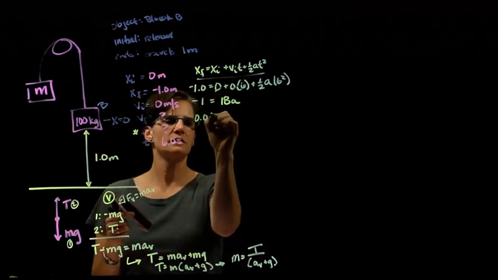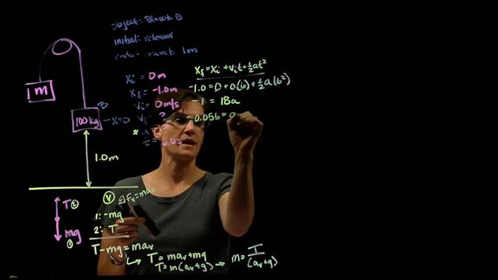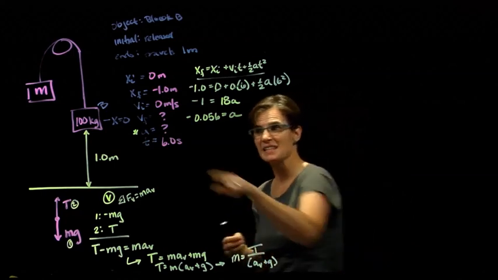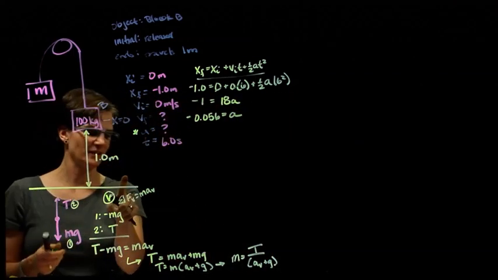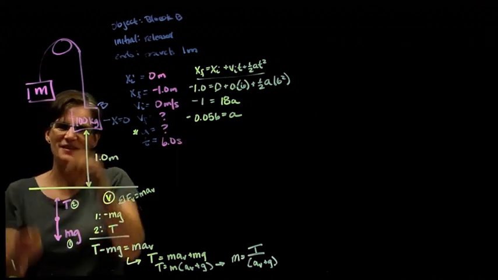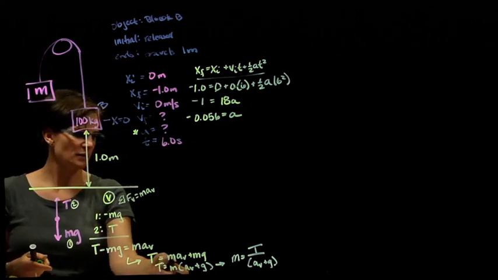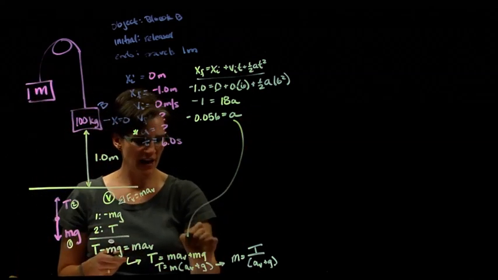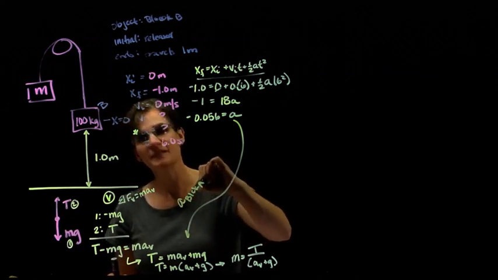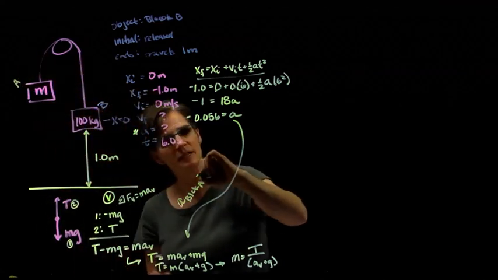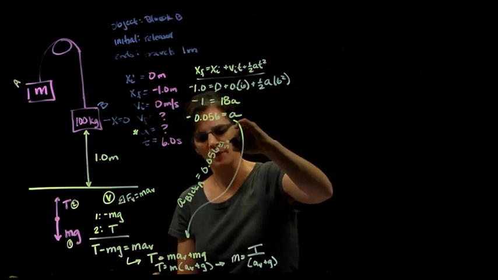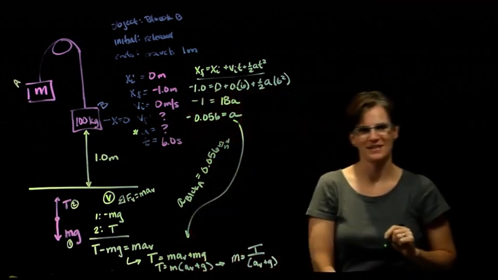0.056 negative is equal to my acceleration. So this block is accelerating down at negative 0.056. This block is accelerating up at 0.056. So this one's going down, that one's going up. So I have my acceleration value, the acceleration of block A, this is block A, is equal to 0.056 meters per second squared. So I have that value that I need.